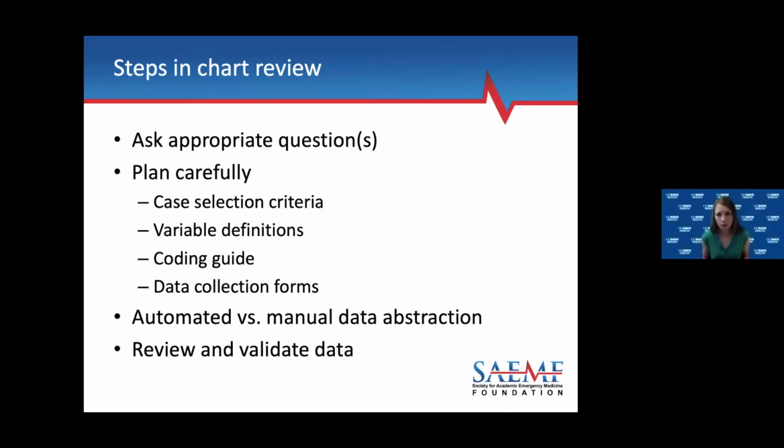So what can we do to conduct high quality chart reviews and make sure we hit our target? We can and we should start by asking appropriate questions, plan carefully, including case selection criteria, variable definitions, a coding guide, and data collection forms. We should carefully think about when we're going to use directly exported data or automated data abstraction versus manual data abstraction. And then finally, we need to review and validate our data very carefully.